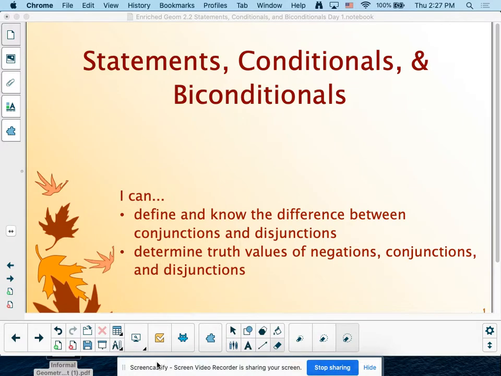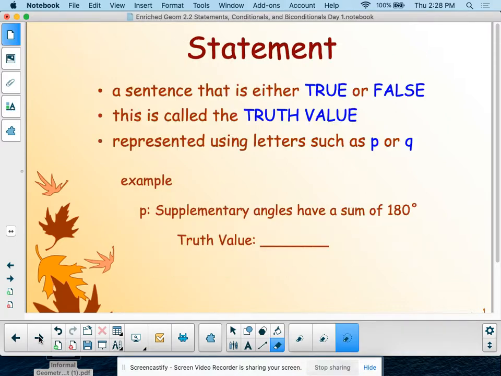Hi team, we are on our second lesson, statements, conditionals, and biconditionals. So lots of new things going on today, so buckle up and we're going to get started. You're going to be able to know the difference between conjunctions and disjunctions and determine truth values of negations, conjunctions, and disjunctions. So again, lots of new terminology, lots of new information. Try to absorb what you can and we will go from there, okay?